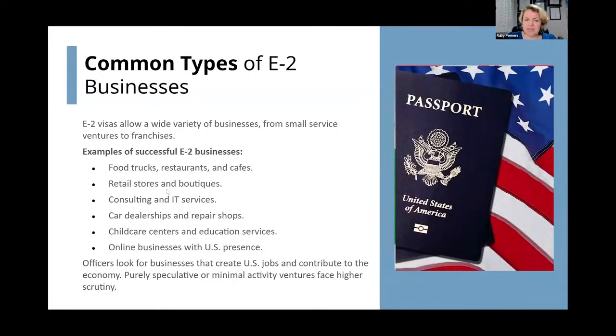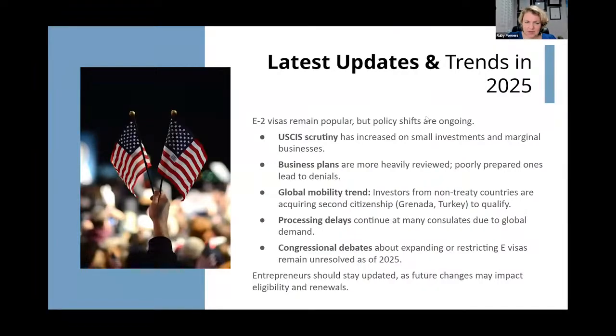Common types of E-2s we've seen include restaurants, food trucks, consultancy, IT services, professional services, childcare centers, dog grooming. We've done a lot of different types of E-2s, education. It's exciting to help immigrants bring their business idea and venture here to the United States, and the idea of being able to help create jobs and create commerce.